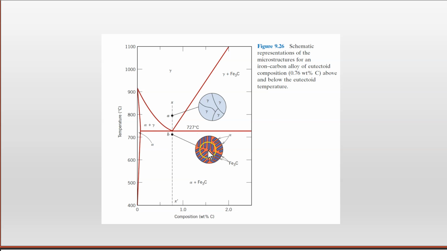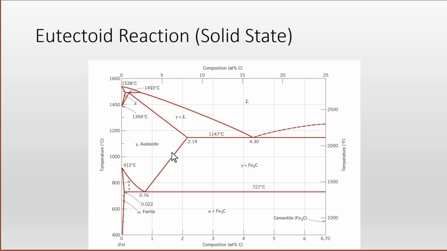This microstructure of the eutectoid is called pearlite due to it looking like mother of pearl under the microscope. So we have 100% pearlite here when we have a steel of the eutectoid composition. The eutectoid composition is 0.76% carbon by weight.